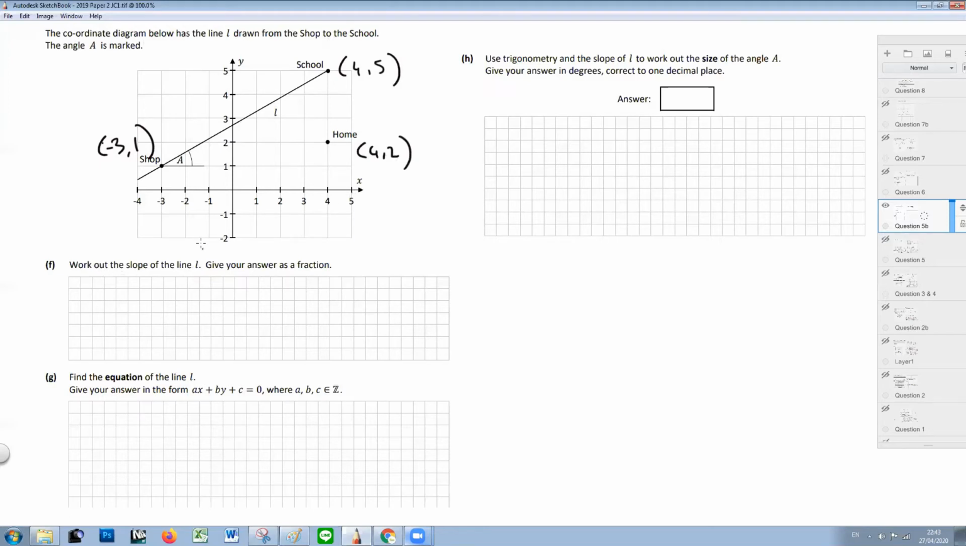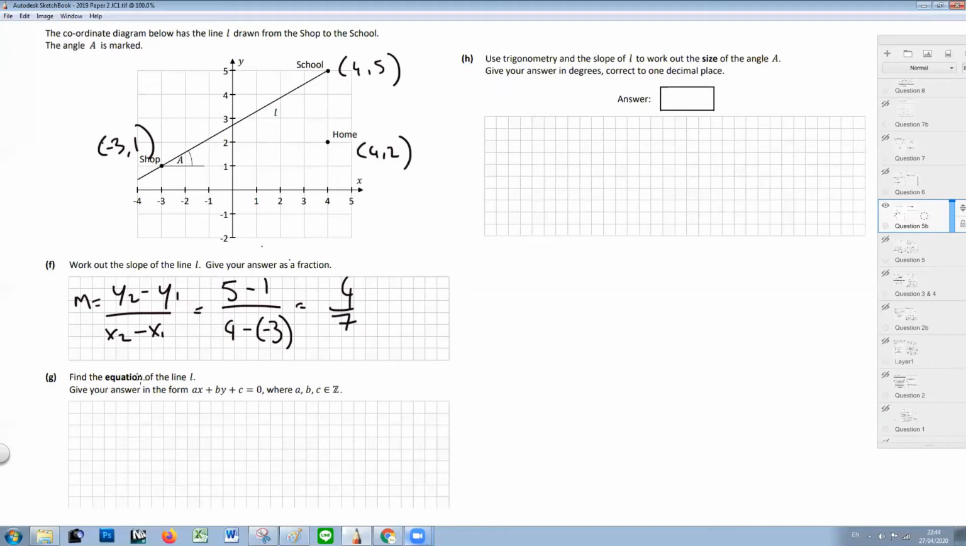So work out the slope of the line L. So our slope is going to be m is equal to y2 minus y1 over x2 minus x1. If we're picking these 2 points, I'm just going to pick this as my x2, y2. So it's going to be 5 minus 1 over x2 is 4 minus 3. So that'd be 4 over 7. Okay.